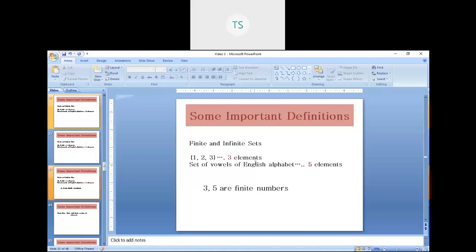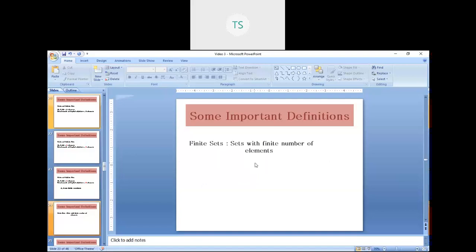So these 3 and 5 are finite numbers. Why are these finite numbers? Because you can count 3 and 5, so that's why they are finite numbers. And a set with a finite number of elements, we call it a finite set. That means the members you can count, those sets are known as finite sets.